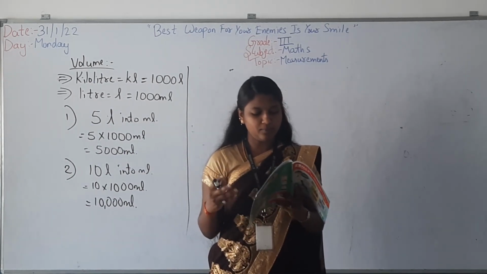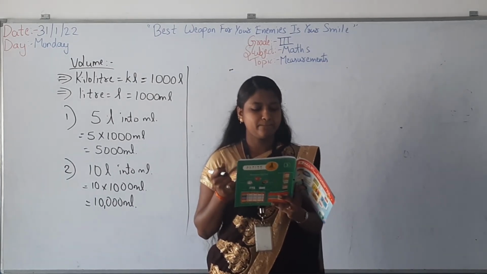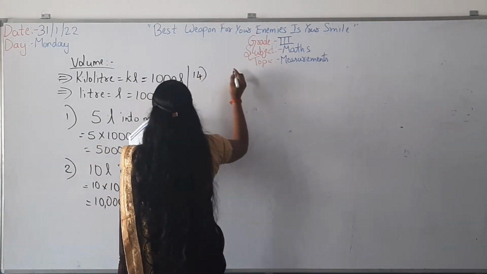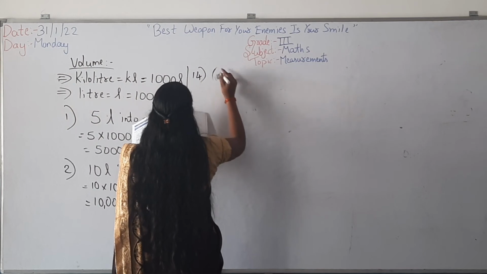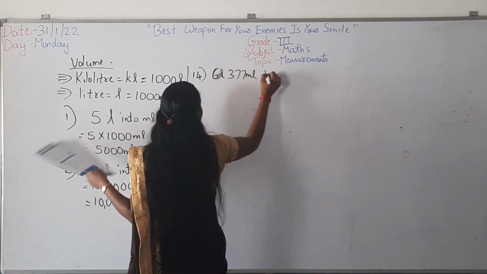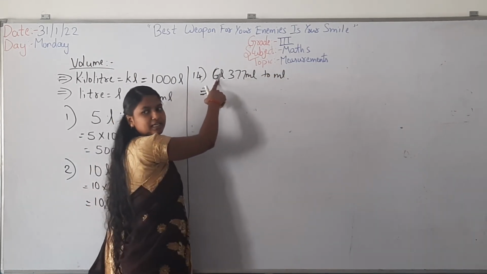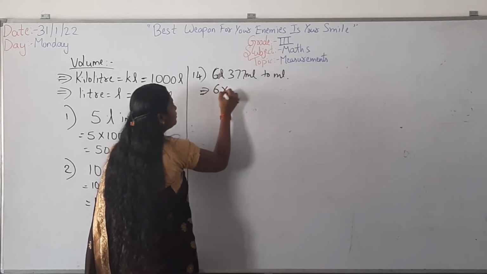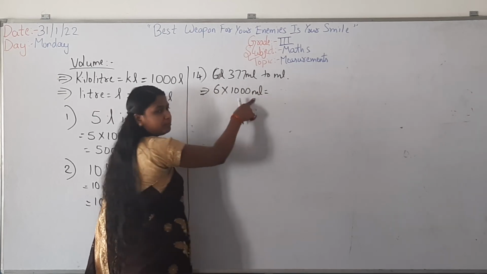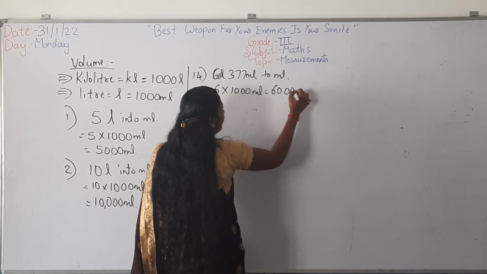Next one. Mark the questions for your homework: 10, 11, 12, 13. Now see the 14th question. Convert 6 liter 377 milliliter to ml. First, what you have to do? Only the liters you have to convert. Listen here. 6 into 1000, 6000 ml. The unit should be written. That is 6000 ml.